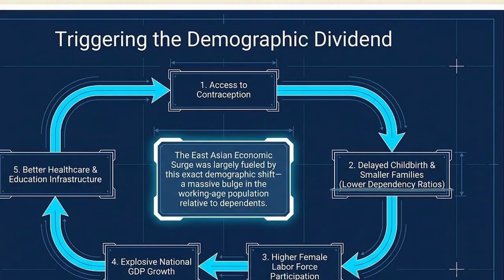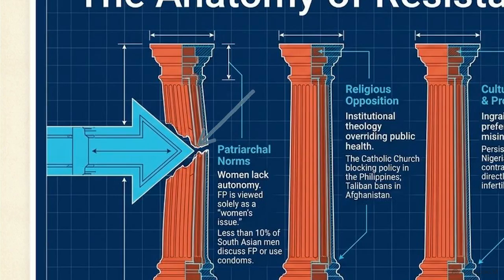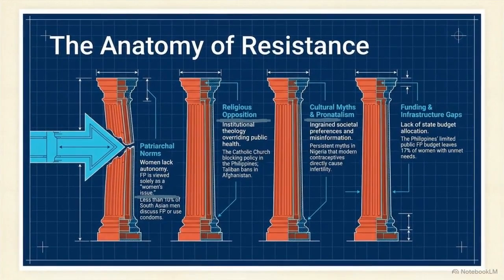Closing that valve provides a massive macroeconomic incentive. It lowers dependency ratios, which triggers a surge in the working-age population, the exact demographic shift that fueled the East Asian economic surge. Yet, this mechanism is often obstructed. These 4 pillars, patriarchal norms, religious opposition, cultural myths, and funding gaps, act as a barrier against demographic modernization.